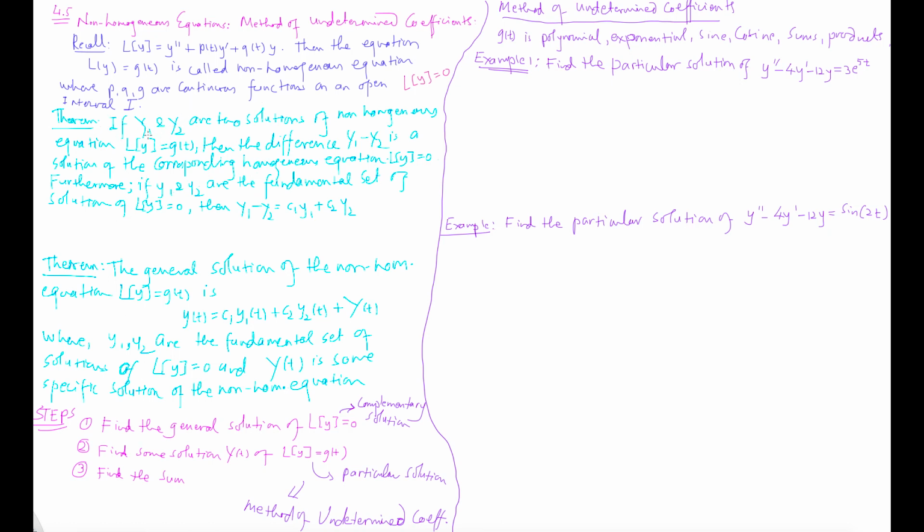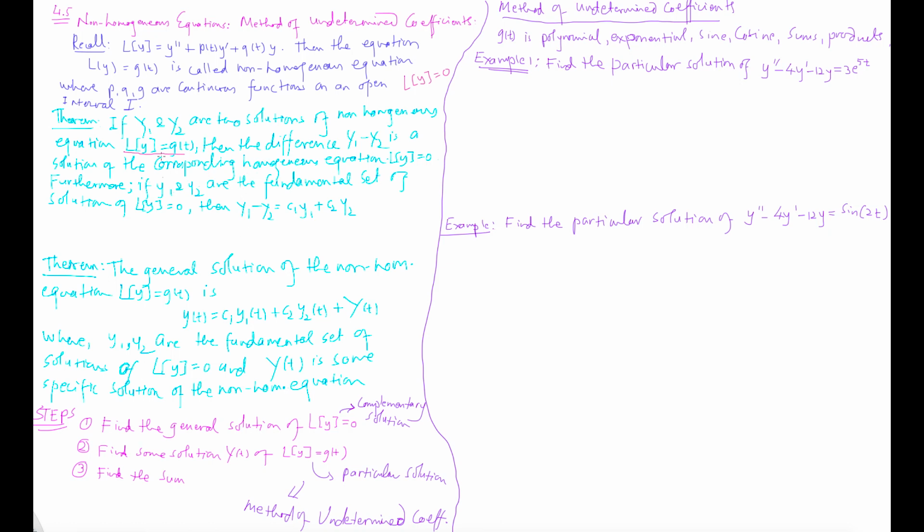If Y1 and Y2 are two solutions of the non-homogeneous equation L[y] = g(t), then the difference Y1 minus Y2 is also a solution of the corresponding homogeneous equation L[y] = 0. What does it say? If there are two solutions of this non-homogeneous system, then their difference will be a solution of the homogeneous system.